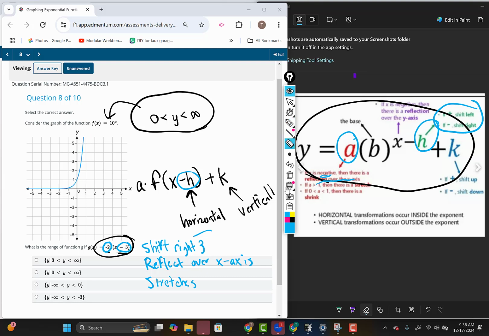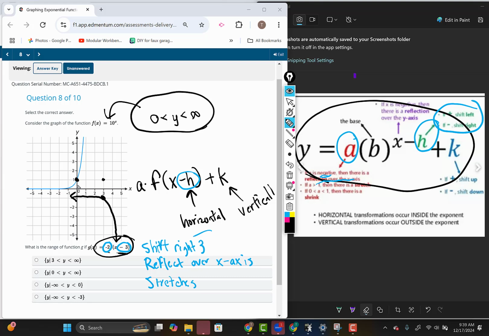So if we reflect this original graph, well, first let's shift this graph to the right 3 and reflect over the x-axis at the same time. So let's just take this point right here at 0, 1 and shift it to the right 3 and then reflect it over the x-axis. It becomes this point. And if we shift everything to the right 3 and reflect it over the x-axis, the graph's going to look something like this. The stretch just makes it longer.